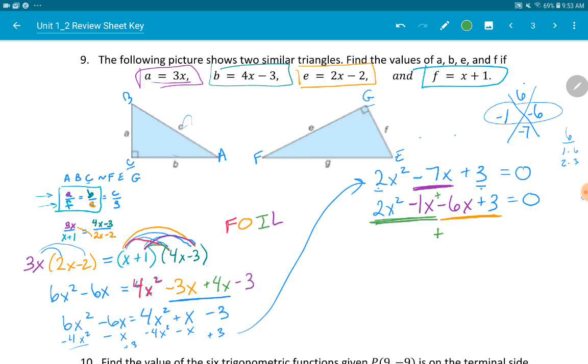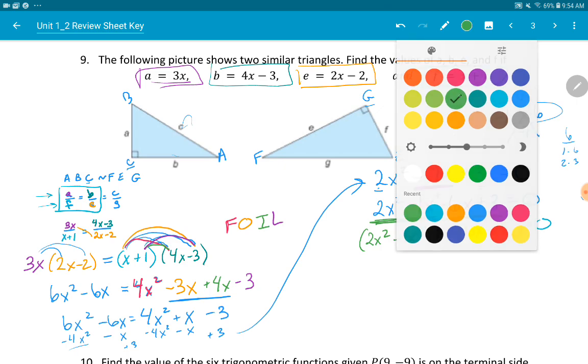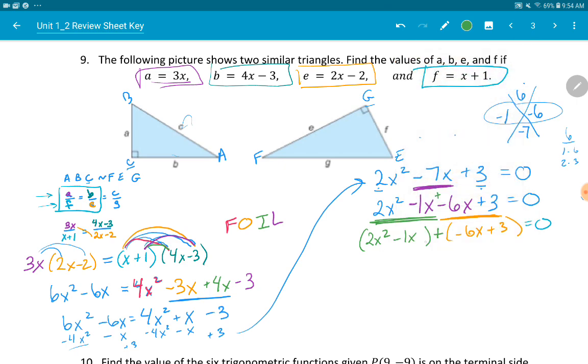And I have, from that green group, I have 2x squared minus 1x. And from that orange group, I have negative 6x plus 3. And all of that equal to 0. From that green group, I want to take a GCF. So the greatest common factor of this green binomial is an x. That's the largest number I can take out of both terms. So taking an x out of the first term gives me 2x, and the second term leaves me with a negative 1. Now I still have that plus sign that has to come down.